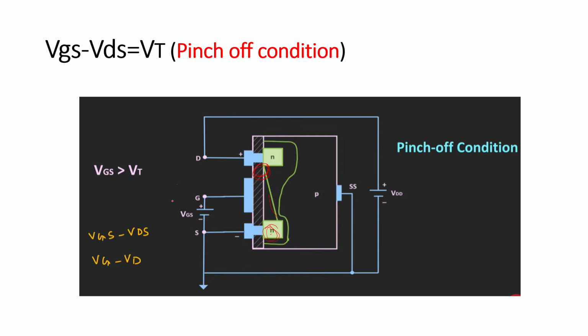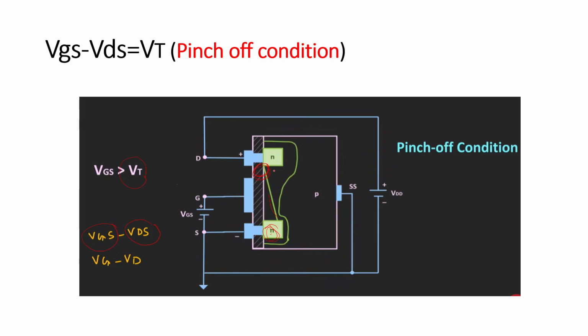So when the voltage across the gate and source and drain and source, that is VGS minus VDS, is attained, it's nothing but the threshold voltage. When the difference between these two voltages is equal to the threshold voltage, the pinch off condition occurs.